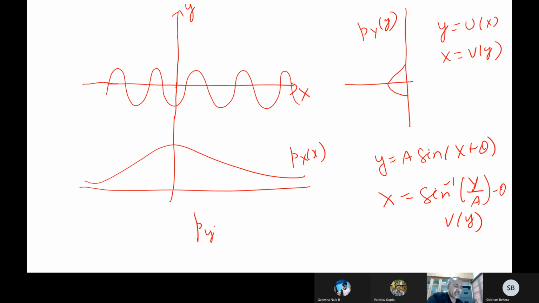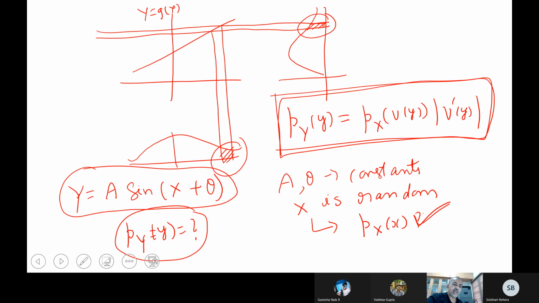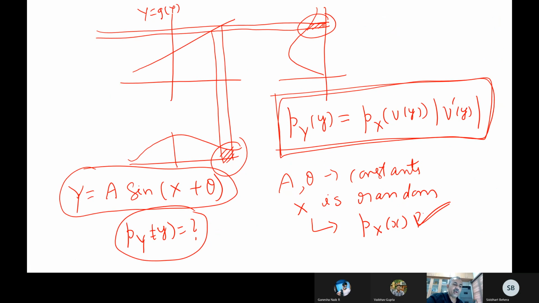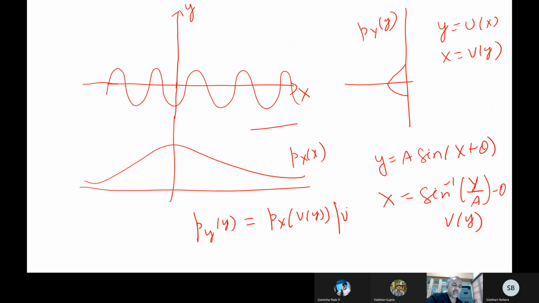Now p of y, as already we have said, will be p x of v of y multiplied by v dash of y. The derivative has to be found out, and your v of y is this expression. Now you calculate and tell me what we get. What is the derivative? What is v dash y? You find out the derivative of sine inverse of x. What do we get?